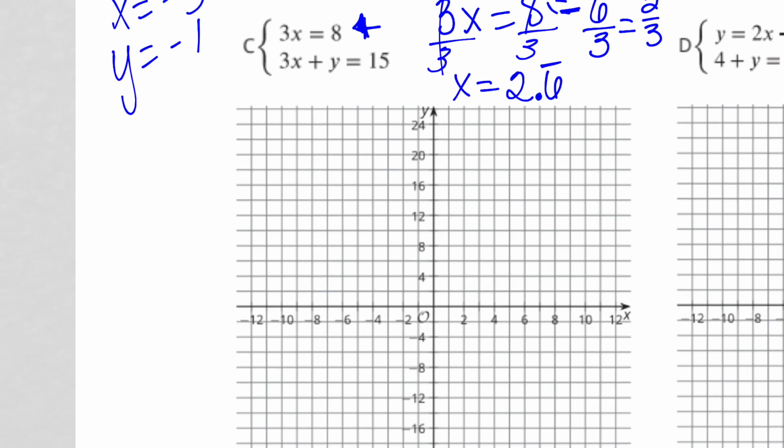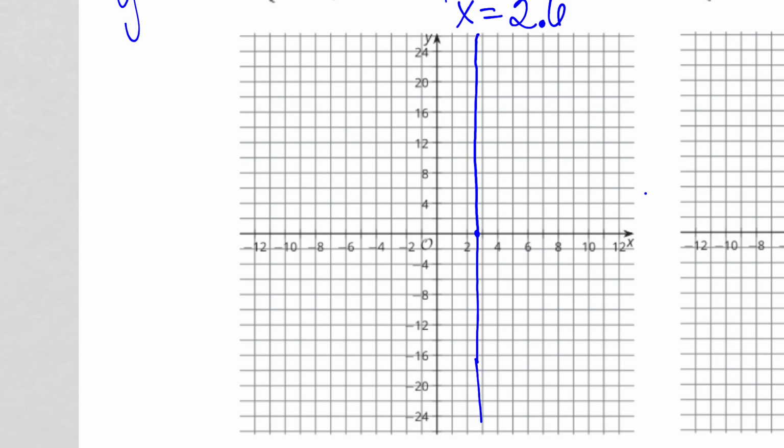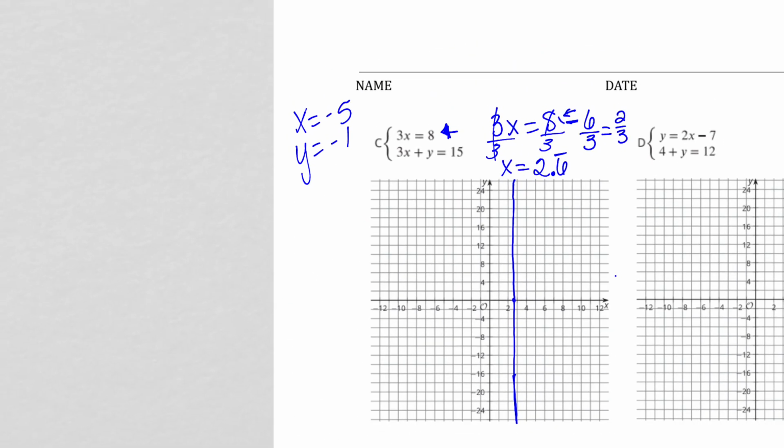So let's go to 2.6 on the x-axis. We're going to go probably about right there. Not quite to the 3 line, but somewhere close to 2/3 of the way there. Then we're going to make, is it going to be a horizontal or vertical line? Vertical. Why is it a vertical line? Because it's not y. What's the other one? X. All right.